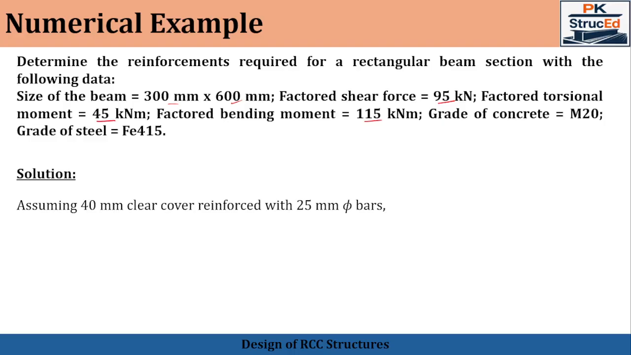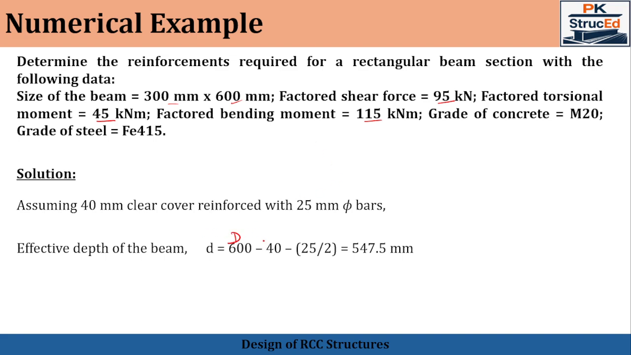Now we'll start with the cross section. The overall cross section has been given as 300 mm by 600 mm. Let me assume a 40 mm clear cover and the beam is going to be reinforced with 25 mm dia bars. The effective depth of the beam will be calculated as overall depth minus the clear cover minus half the diameter of the main reinforcement, which comes as 547.5 mm. That will be the effective depth.